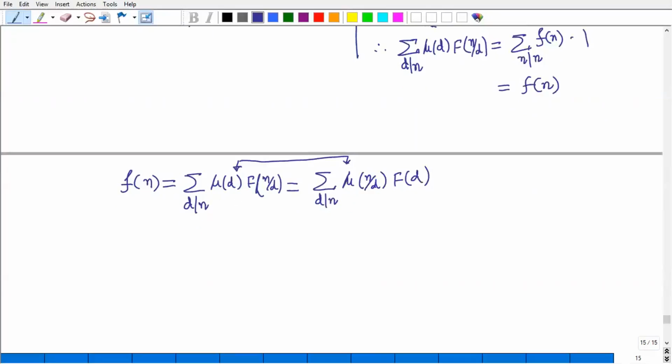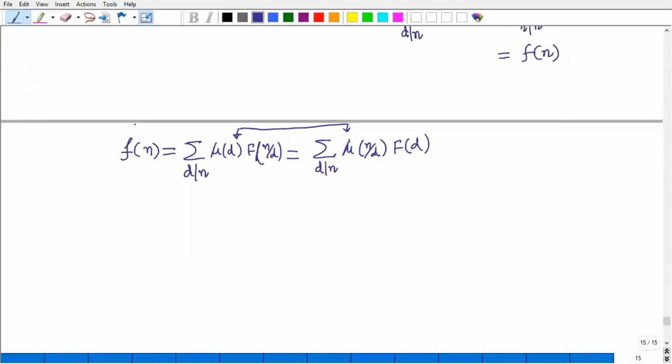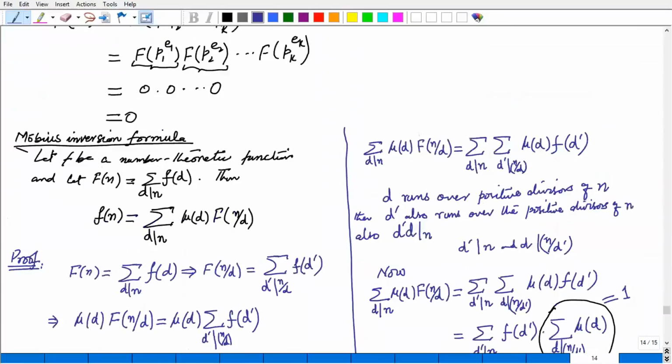You can verify that these two formulas are the same for different examples. But in the exercise, you have to prove this formula for the general case. And let me call the Mobius inversion formula theorem 11.